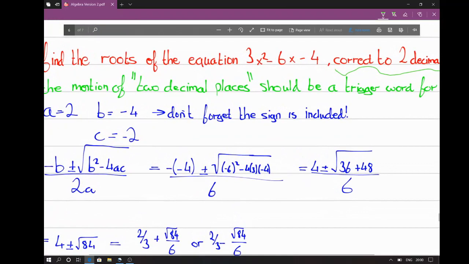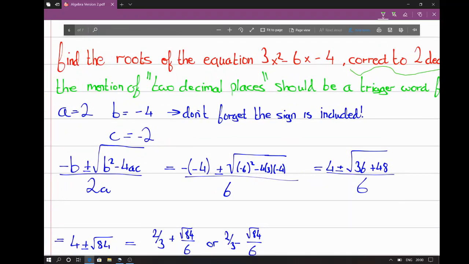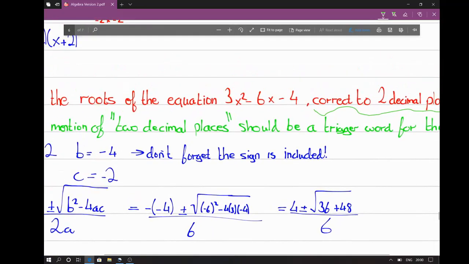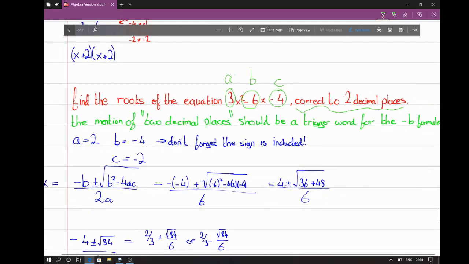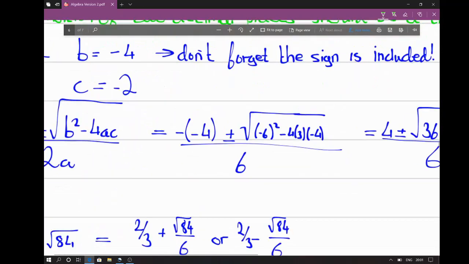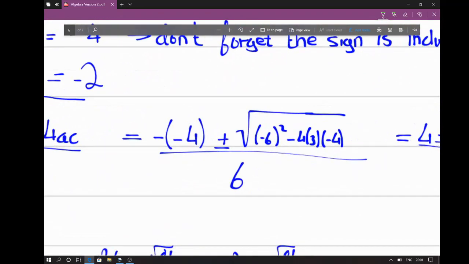Now, these a, b, and c are defined by the numbers in front of the x squared, the x, and the constant. So the number in front of the x squared will be your a. You probably denote that the sign is included. That's your b, and that's your c. So subbing them in, you'll get this. Minus times minus 4, don't forget to include the minus.